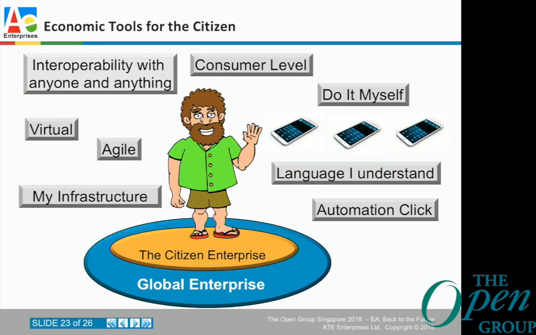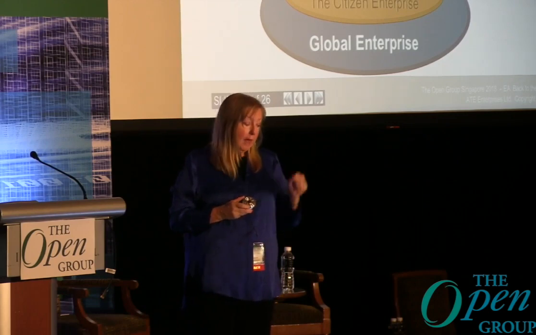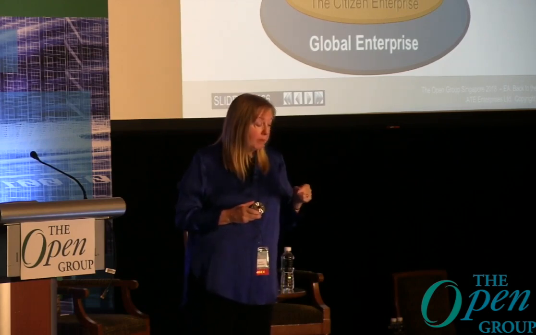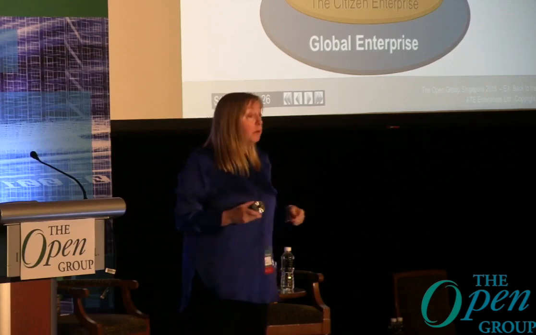What Marty wants are tools that will help him live in this world. If you look at him, he'll say to you, well, I'm a citizen, and I'm a citizen enterprise. That's what he is. And I am in the global world, and I'm sat in Indonesia, or I'm sat in Japan, or I'm sat in Argentina, and I want to work with all my compatriots all around the world in all the other countries. But I'm a citizen enterprise. I build this, I grow this, I do this, and I want to have my trade with all these other people. So I want my infrastructure. I want to be agile. I want it virtual.